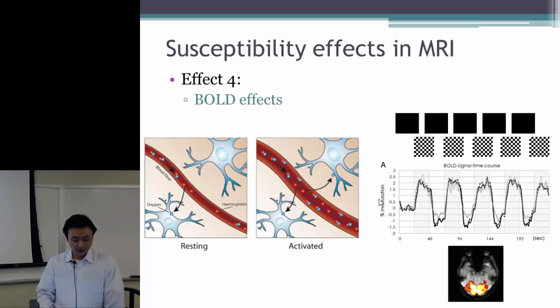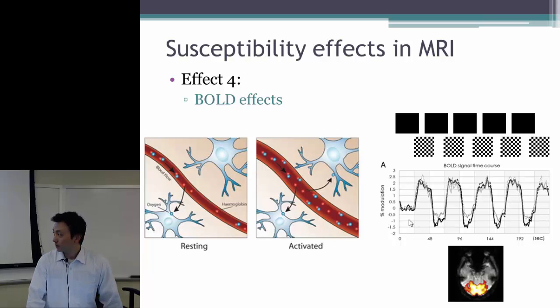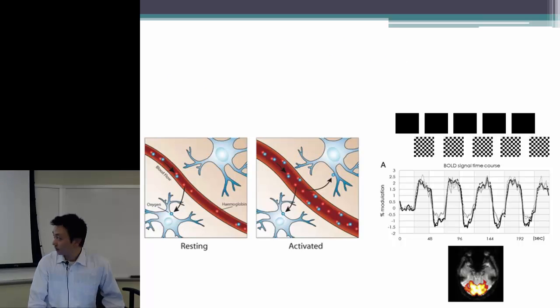And the fourth effect is actually a very useful effect. It's called the BOLD effect, the blood oxygenation level dependent effect. This is widely used in fMRI. When the brain is at rest, we have baseline blood flow, baseline oxygen saturation inside the veins. But when the brain region is activated, there will be an increase of local blood flow. An increased local blood flow would bring more oxygenated blood to the vessels, to the veins. That means it will change the susceptibility property of the venous blood, and then it will lead to a T2 star change in the image signal.